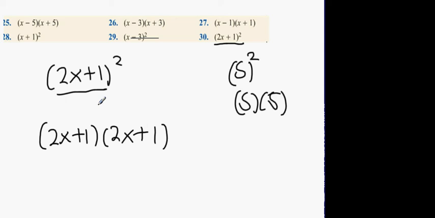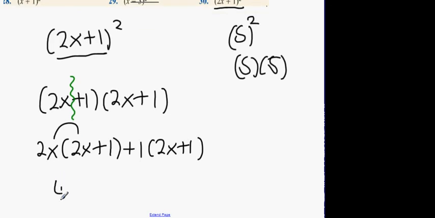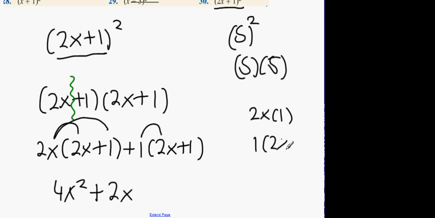Now, let's do what we did last time. Break the first bracket in half. And then do what? 2x times bracket 2x plus 1. Then plus 1 times 2x plus 1. Multiply out 2x by 2x. 2x by plus 1. No, you're multiplying. 2x multiplied by 1 is 2x. 1 multiplied by 2x is plus 2x.